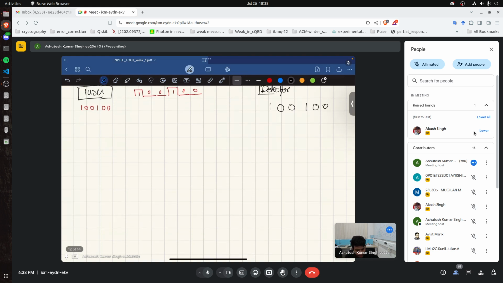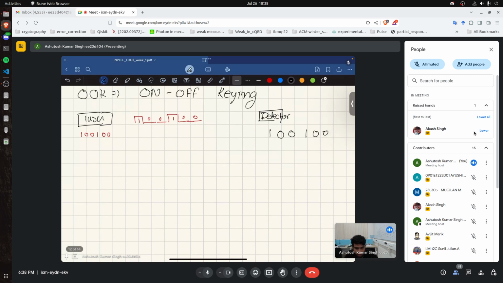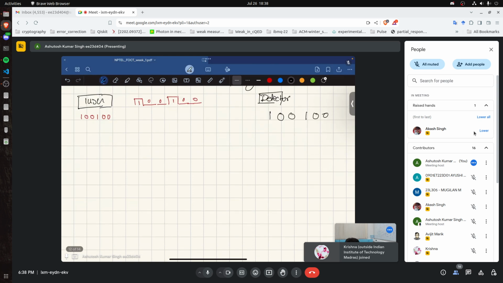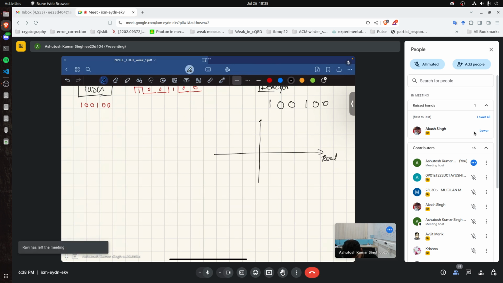What Deepa ma'am talks about is the representation of these different encoding schemes on the IQ plane. The IQ plane is nothing but a Cartesian plane with two axes, where you have your real axis here and you have your imaginary axis, and all of these encodings can be represented here.